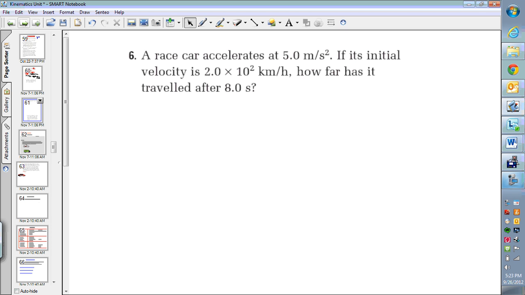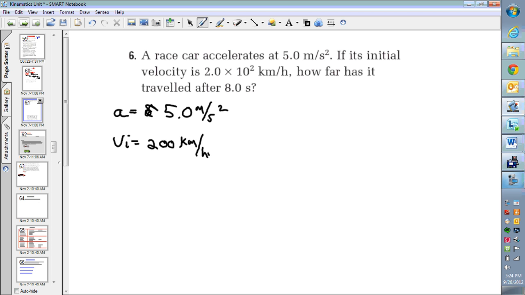So in number 6, a race car accelerates at 5 meters per second squared. So I'll write A equals 5 meters per second squared. If the initial velocity is 200 kilometers per hour, how far has it traveled, distance equals question mark, after a time of 8 seconds?